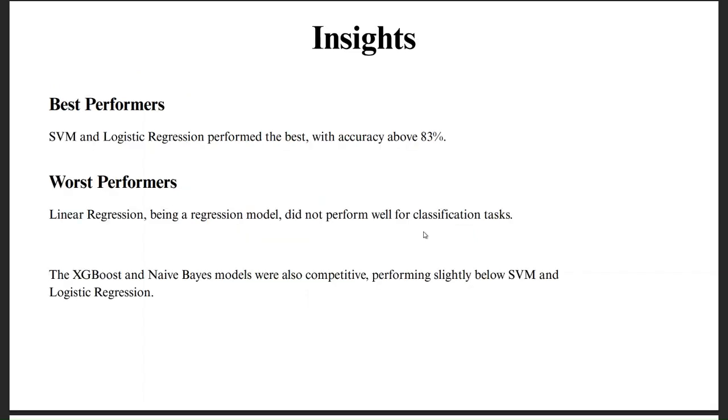And talking about insights, the best performers were SVM and logistic regression. They performed their best with accuracy above 83%. And the worst performer was linear regression. Being a regression model, it did not perform well for classification tasks, since our project was to classify the sentiment of the text into positive, negative, or neutral. The XGBoost and naive Bayes models were also competitive, performing slightly below SVM and logistic regression.